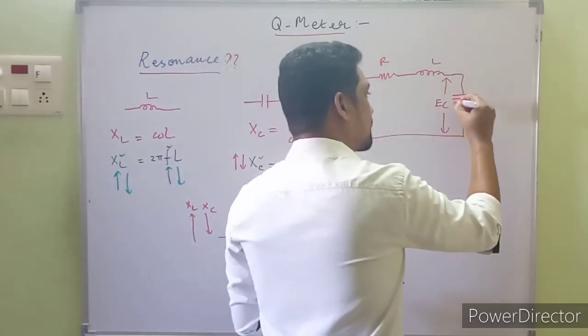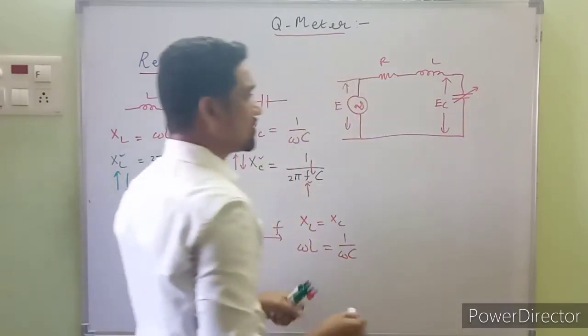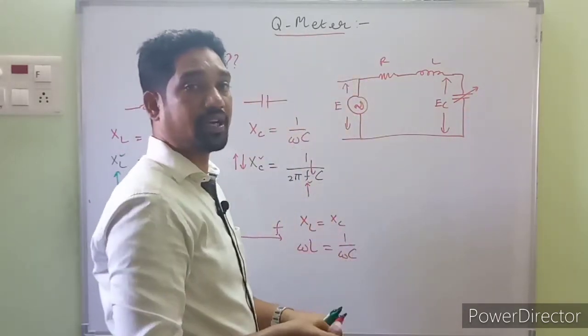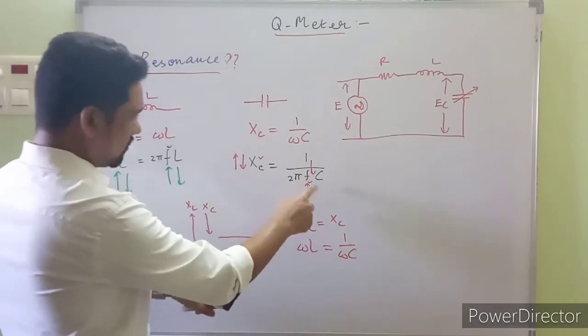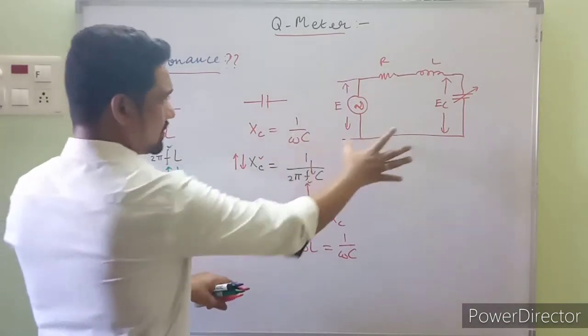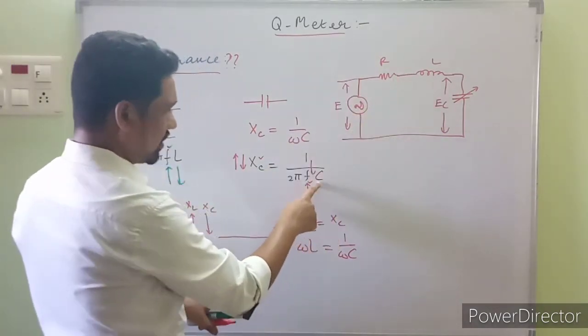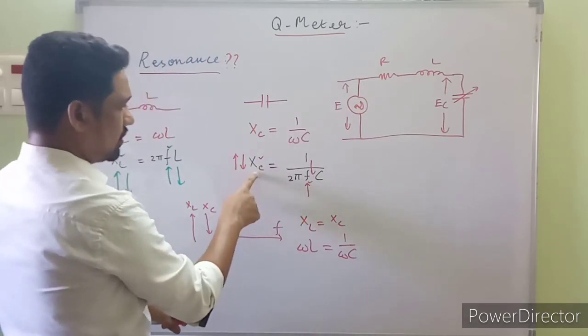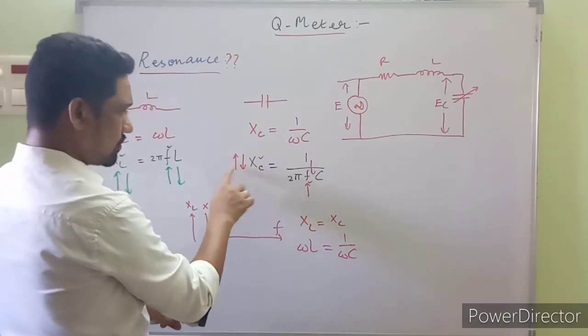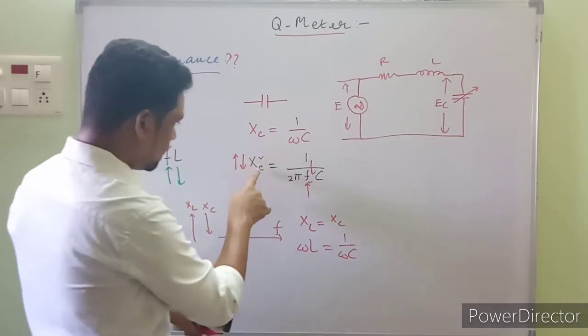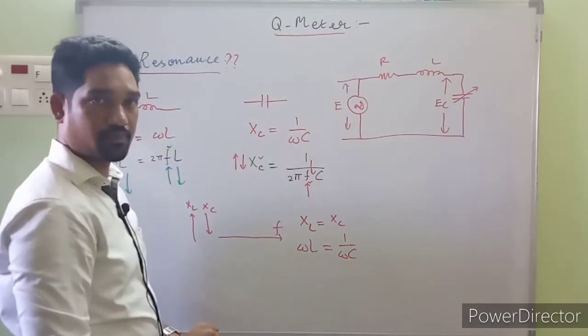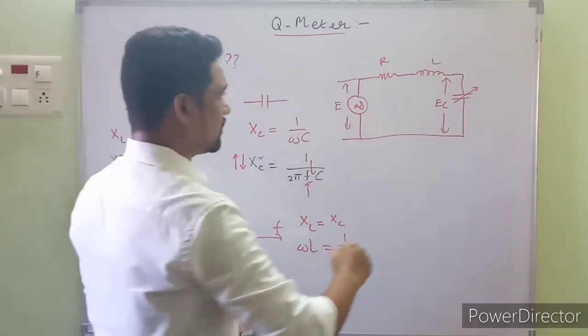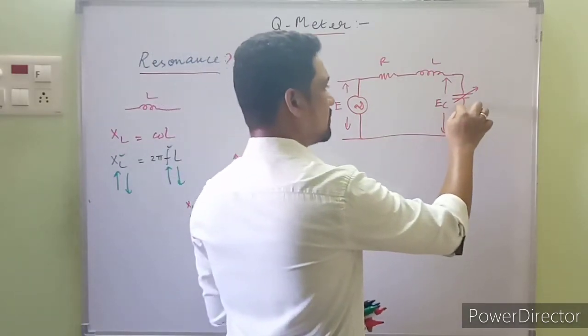It's a variable capacitance over here. Now we are changing the value of the capacitor. Even that can be done, not only the frequency. Even the capacitor can be varied, so at some particular capacitance, XL will definitely be equal to XC. Under this condition, the capacitance C is varied.